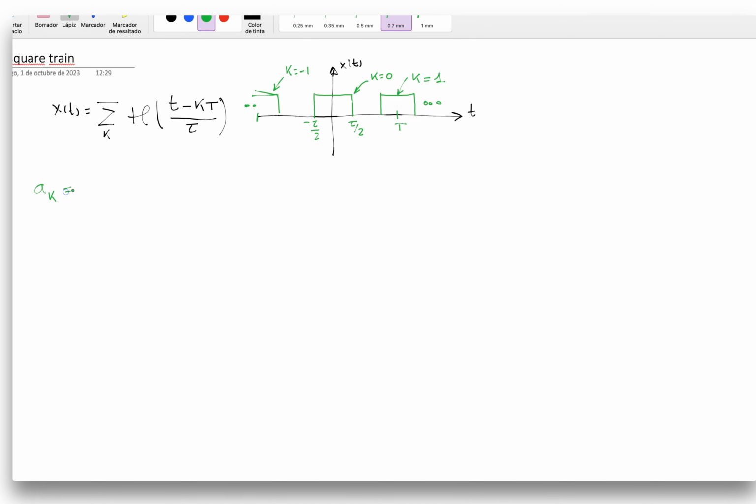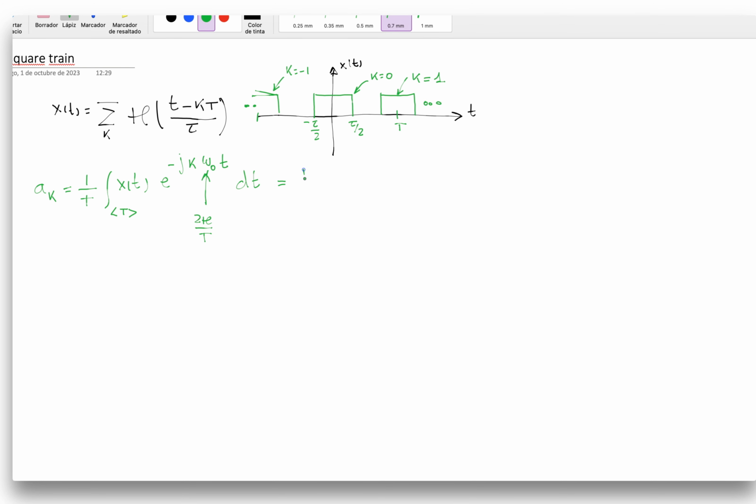Okay, so we apply the formula, which is 1 divided by the period of the signal, and the integral over any period that I want, of x of t, the signal that I want to get the Fourier series from, times e to minus j k omega 0 t, and the variable of integration is t. Remember that omega 0 is 2 pi divided by the period of the signal. Okay, so we calculate this.